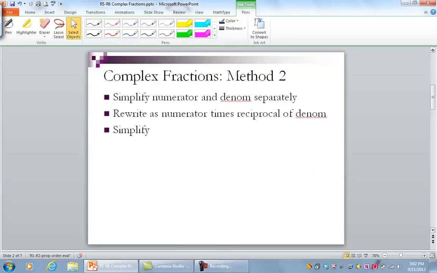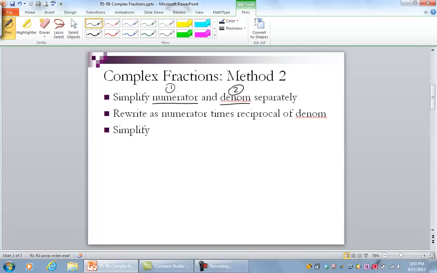First of all, complex fractions. You're going to simplify the numerator and the denominator separately. You're going to look at it basically as two different problems. The numerator is problem number one. You're going to combine fractions, which means you need an LCD and you need to multiply and simplify and all the other stuff that we've been doing when you add and subtract fractions. And then you're going to do the denominator separately.